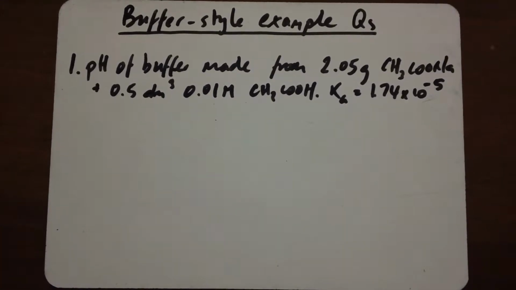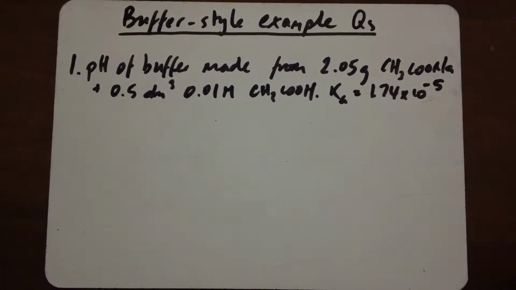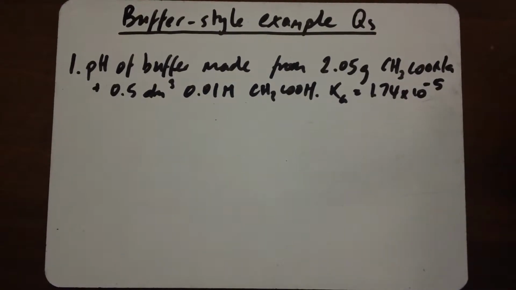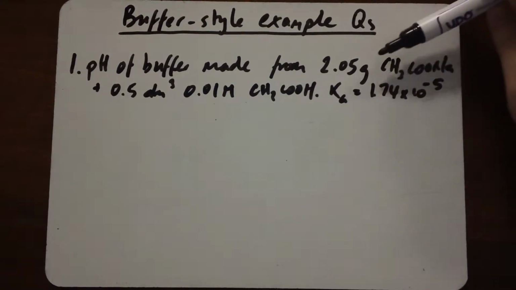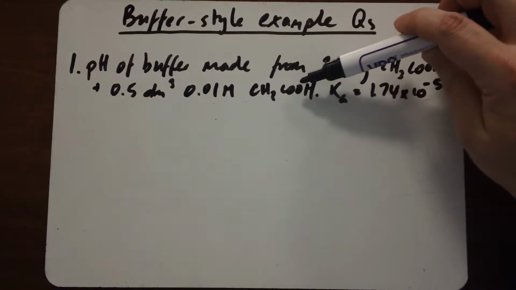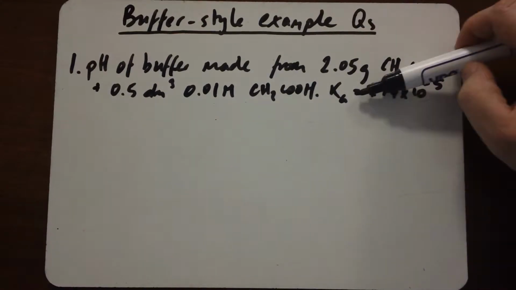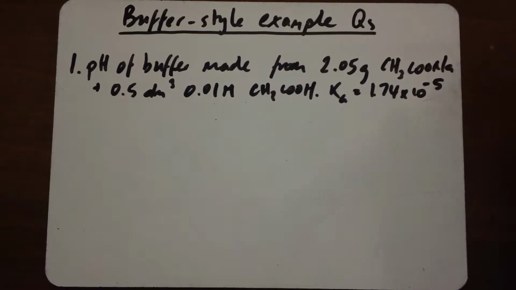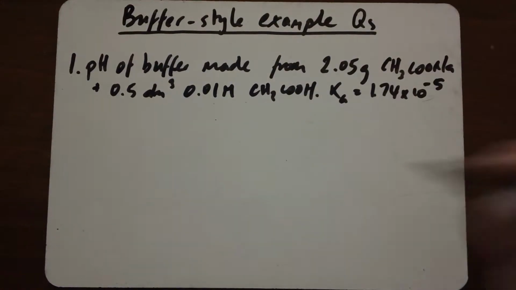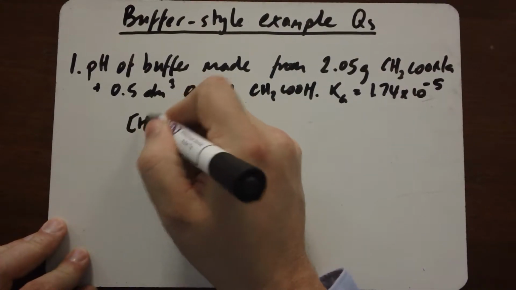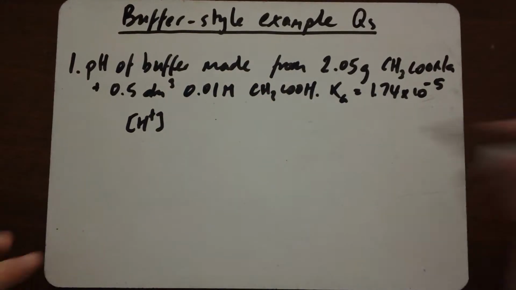Buffer questions. I'm going to run through a series of 4 questions now. The first one is the easiest of the 4. This is making a buffer from a salt and a weak acid. We're told the Ka, and you have to work out the pH. Now, to work out pH, you need to know what the H plus concentration is.